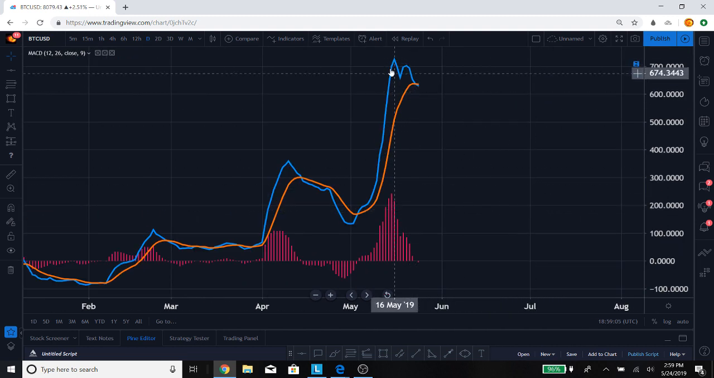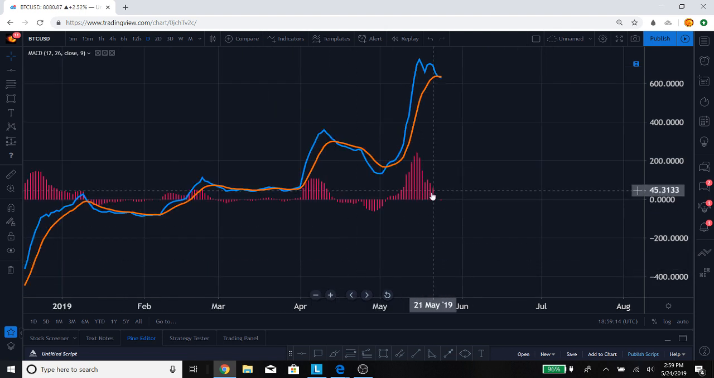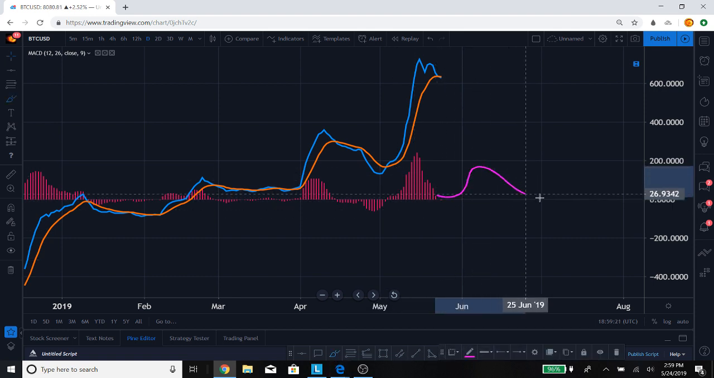MACD cross bearish. We've been seeing this kind of slow down here. We are barely putting in a bearish histogram here. But what we've also done is we've reset the histogram as a whole. It can now build a new mountain or start a new valley.